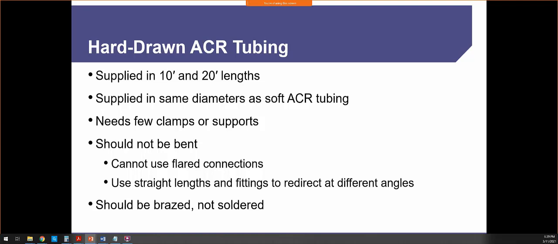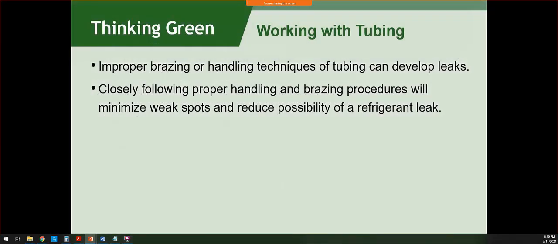Should be brazed and not soldered. And that goes for ACR tubing as well, okay? Whenever we're making connections, we want to braze and not solder. The difference being, brazing, we're using a higher temperature to really get the filler material to melt, and once it melts, it provides a stronger connection. Soldering, it's at a much lower melting point for the solder, and so we don't have as great of a connection.